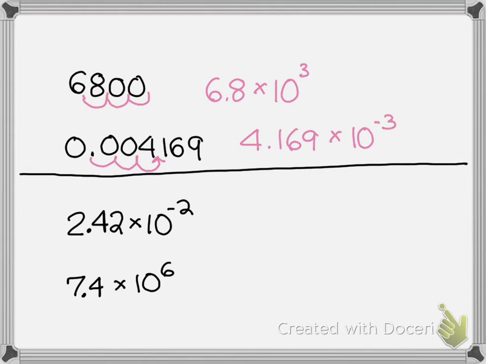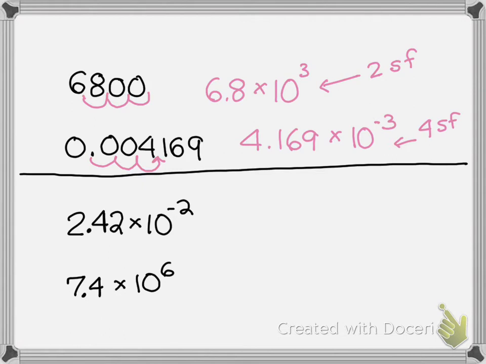Now when talking about significant figures, if I had these numbers as they are written, this one would have 2 significant figures as it's written, and this one would have 4 significant figures as it's written, because you just look at the numbers in the coefficient.